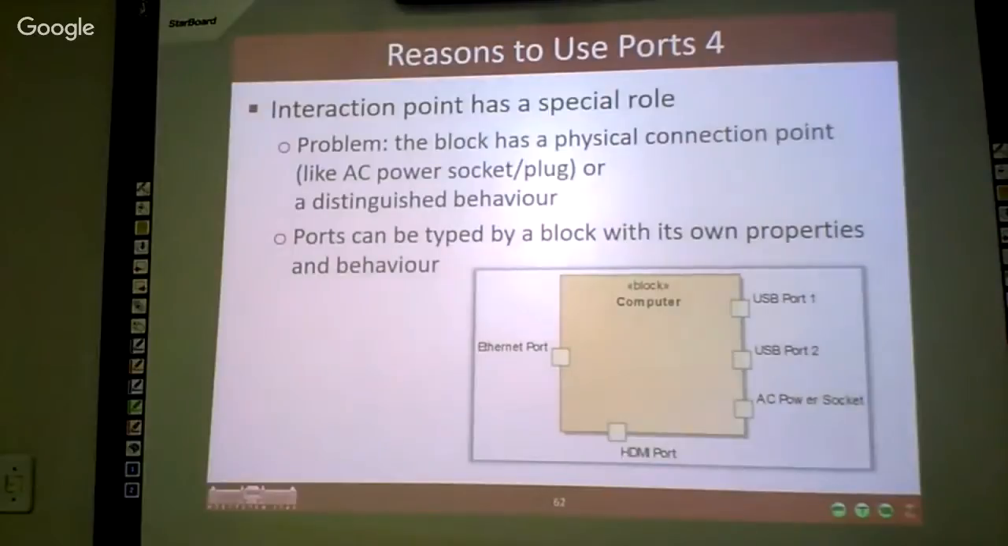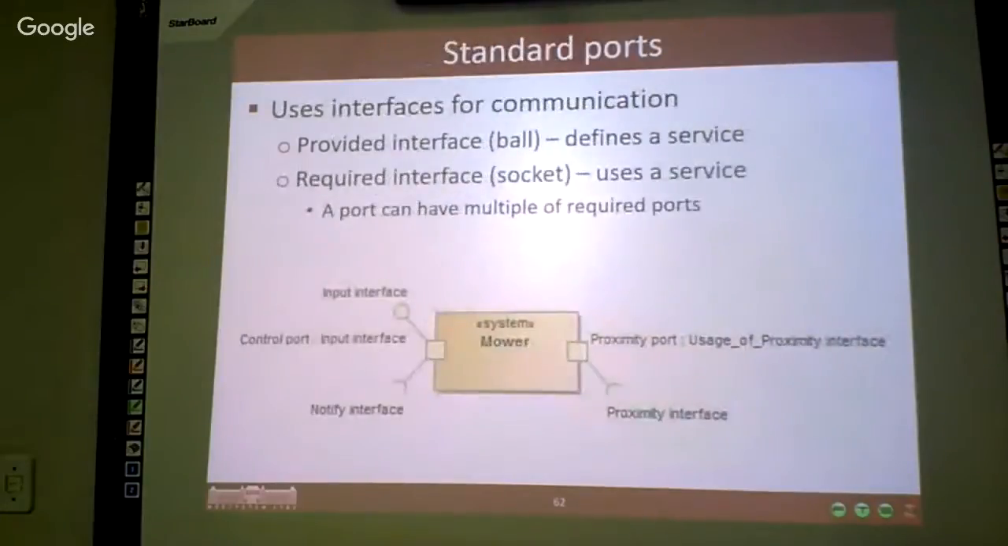And you can also use ports to show that an interaction point has a special role. So for example, you want to represent a physical connection point. And in this case, ports can be typed by a block with its own properties and behaviors. And you can add more information to these ports with the help of additional blocks.